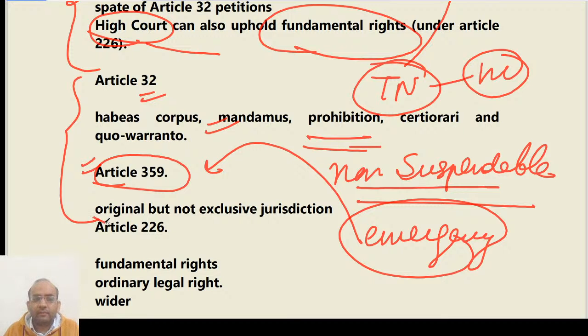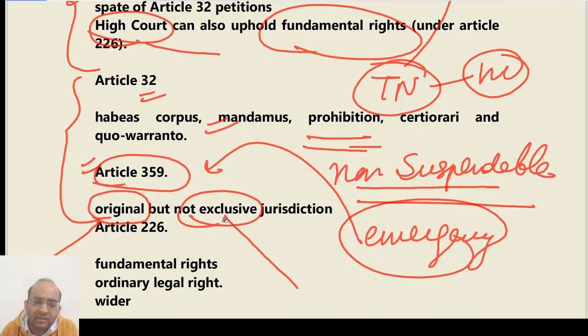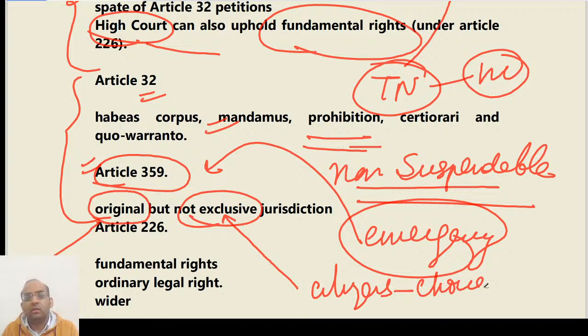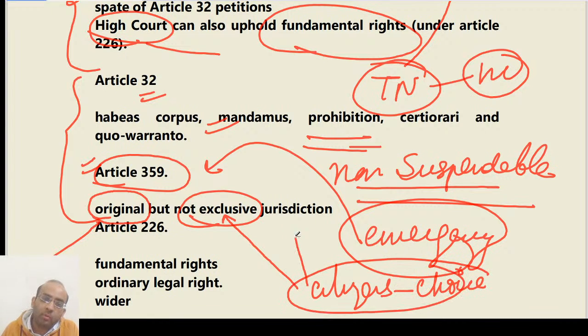And this jurisdiction, the Supreme Court observed, is original but not exclusive. It means you can approach the Supreme Court first, and the Supreme Court is constitutionally duty bound to accept that petition, because the Constitution has cast a specific responsibility and duty on the Supreme Court to protect the fundamental rights of citizens. But this power is also concurrent with the High Court. It means citizens have the choice whether to approach the High Court first or the Supreme Court first.